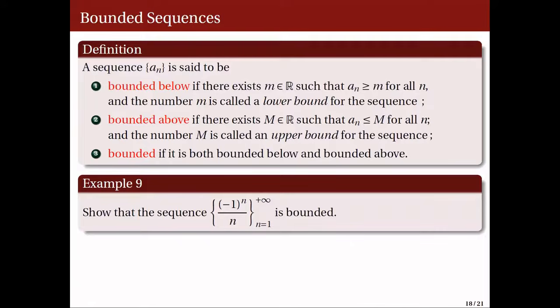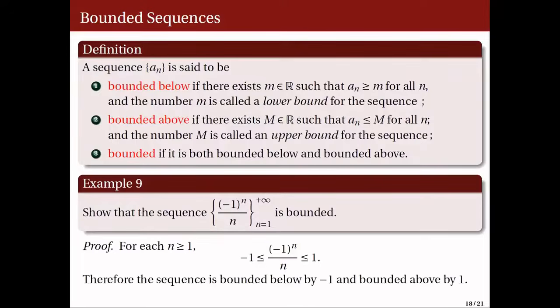Now, for example 9, we want to show that the sequence containing the terms -1 raised to n over n, with n ranging from 1 to infinity, is bounded. Note that for each n greater than or equal to 1, we have the following inequality. -1 raised to n over n is between -1 and +1. This is true since 1 over n is positive and less than or equal to 1, and multiplying -1 raised to n to it yields this inequality. Therefore, the sequence is bounded below by -1 and bounded above by 1. Hence, the sequence is bounded.